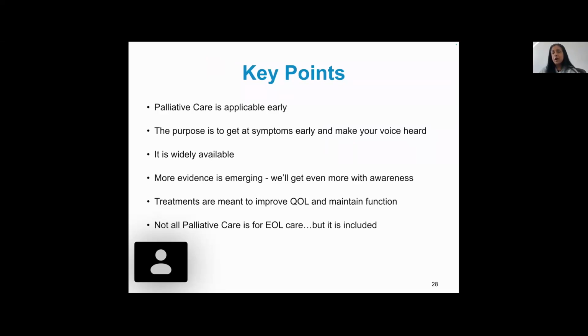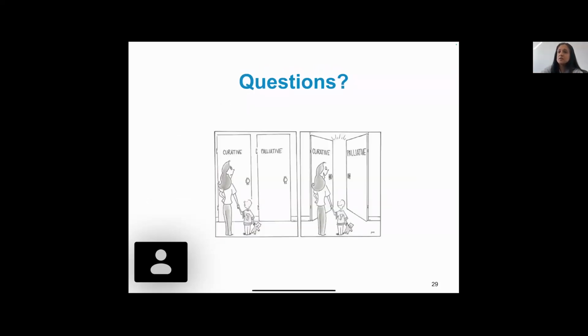So the key points that I am hoping that everybody is interested to know is that palliative care is honestly applicable as early as you want it to be. And we need to get at symptoms early to make your voice heard. It is widely available, and we're willing to work with you to figure out how to best make it work in your home. Our treatments are to improve quality of life and maintain your function. Not all palliative care is end-of-life care, so we shouldn't always be scared to hear it, but it's included. But all end-of-life care is palliative care. And this is what I was hoping to get across to you guys today.